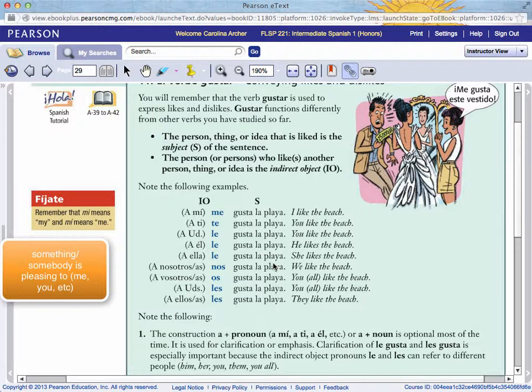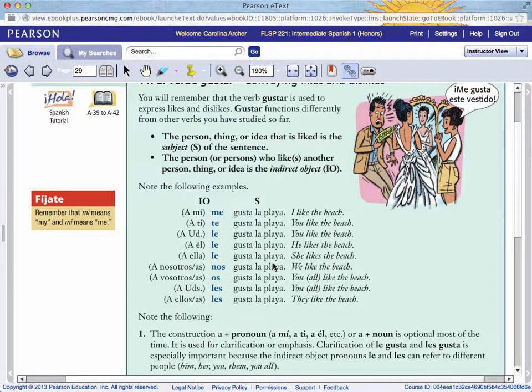Okay, so whatever it is that is liked is the subject. And the person who likes another person or thing or idea is the indirect object. So it's the opposite of what happens in English. So here, for example, you say, me gusta la playa. What you're saying is that the beach is pleasing to me. Okay? So, me gusta la playa.